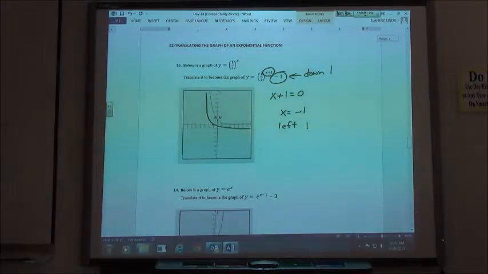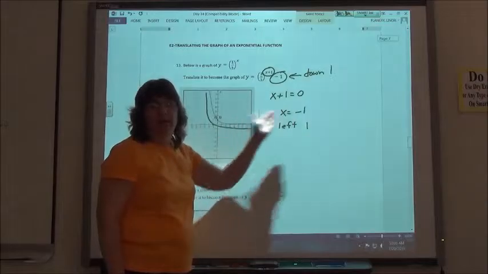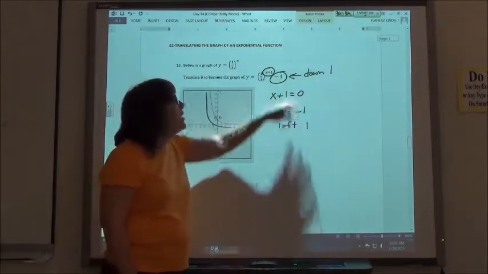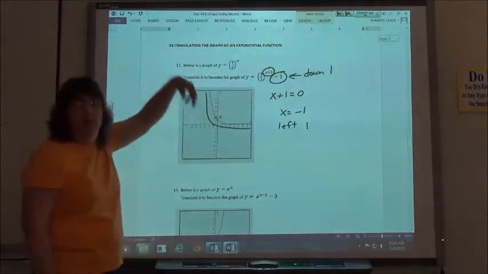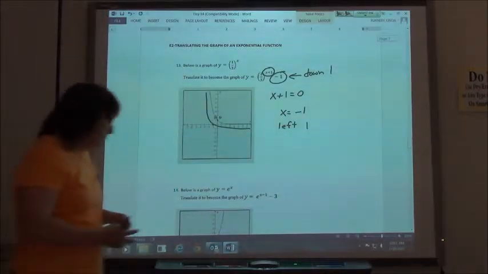But same horizontal and vertical shift that we had before. If it's with the x, we want to set it equal to 0 and solve it because it's going to end up moving the opposite direction. If it's on the end, it moves it up or down. Positive up, negative down.